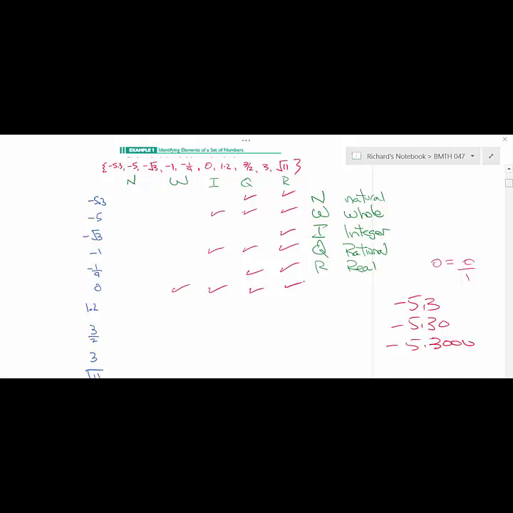1.2. Well, it's a decimal. The decimal number is rational. It's a rational number and a real number. 3/2, it's a fraction. It's a rational number and a real number. The number 3 is the first number we've come to that's actually a natural number. It's also a whole number, an integer, a rational number, and a real number. Square root of 11, the square root of a prime number, it's irrational, so the only thing it is is a real number.